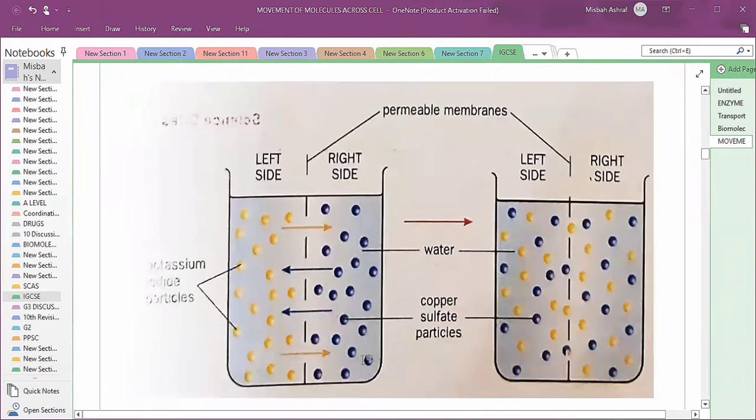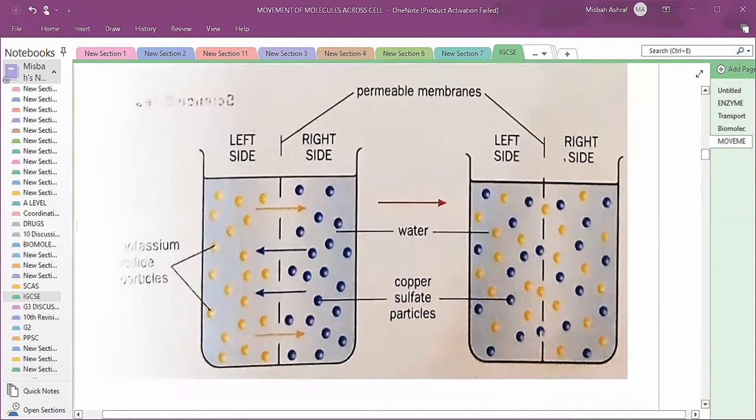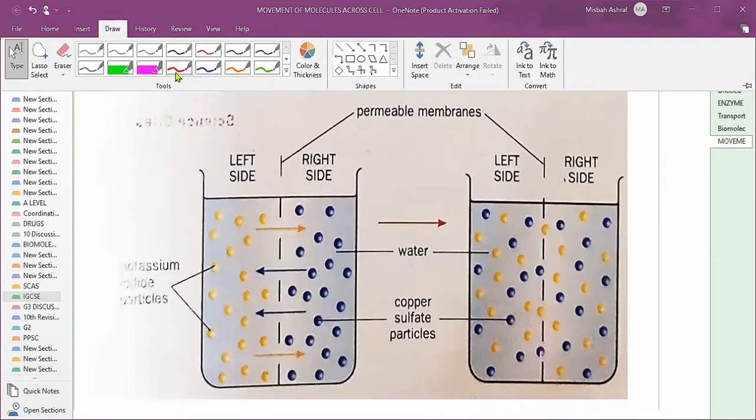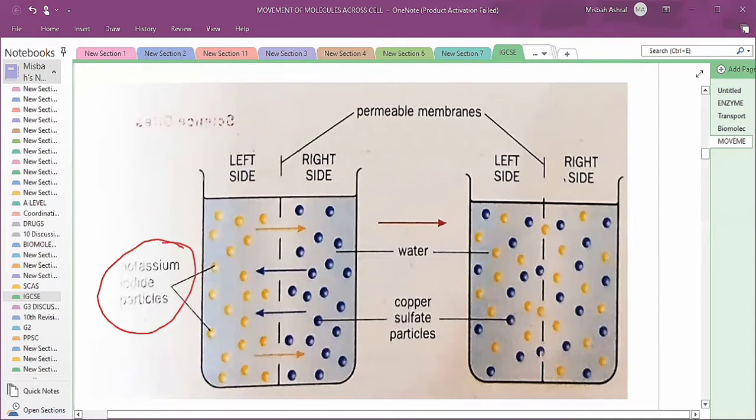Here is one example. Here you can see the potassium iodide particles. These yellow particles are the potassium iodide particles, and these blue particles on the right side are the water particles, or water molecules. So yellow are the potassium iodide, and blue are the water molecules.